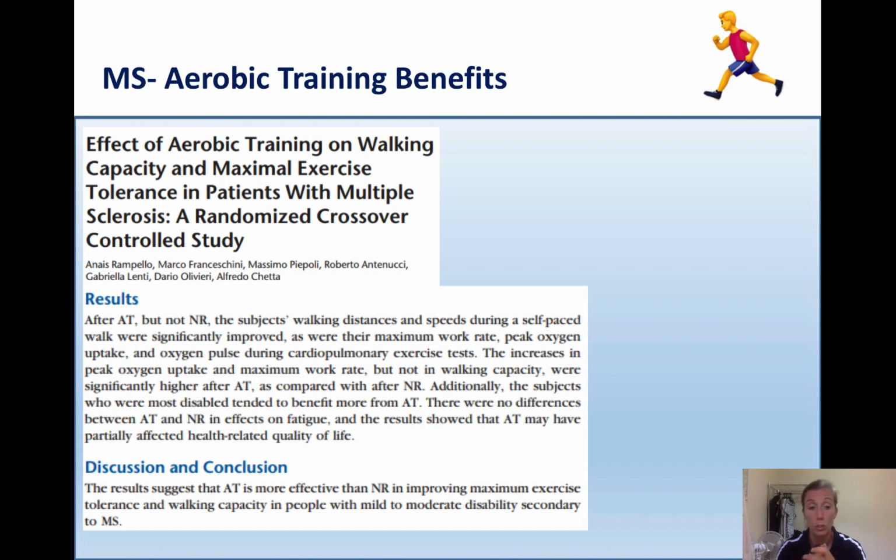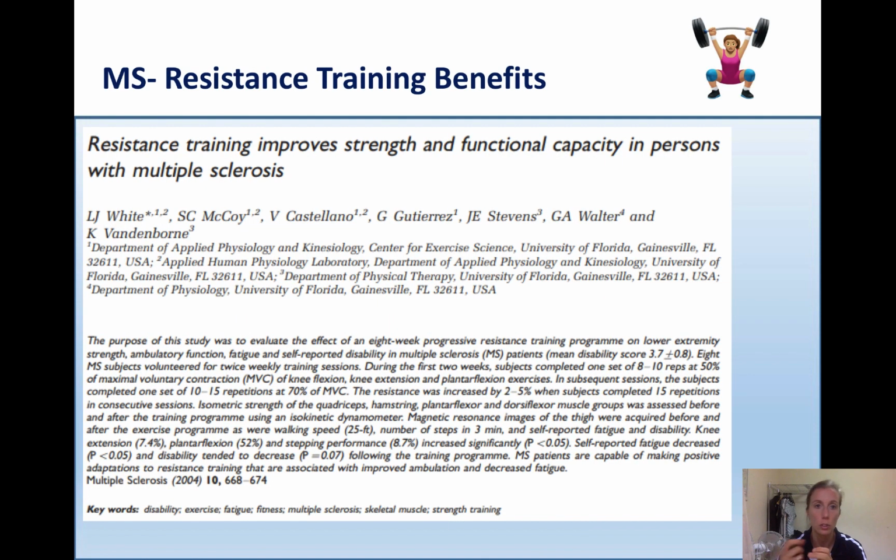So just a conclusion, the results suggest that AT, aerobic training, is more effective than neurological rehab in improving maximum exercise tolerance, which I think you would expect, because I'm not entirely sure what the neurological rehab was composed of, but I doubt there was an exercise stimulus in there, and walking capacity in people with mild to moderate disability secondary to MS. So again, some nice positive findings there, just supporting the use of aerobic training and what it can do for people's physical function with MS.